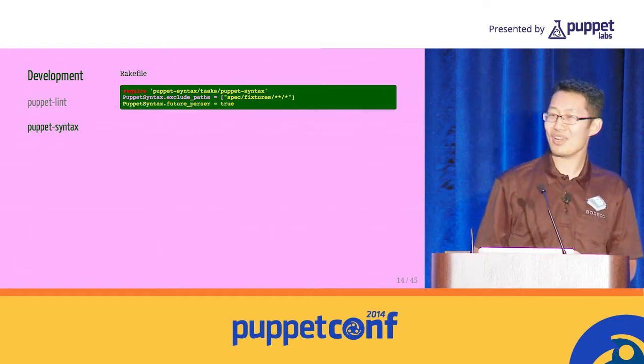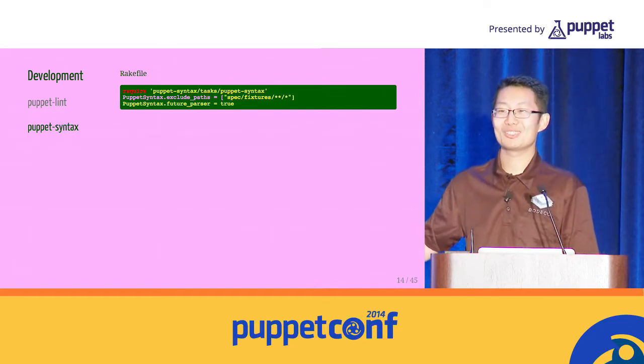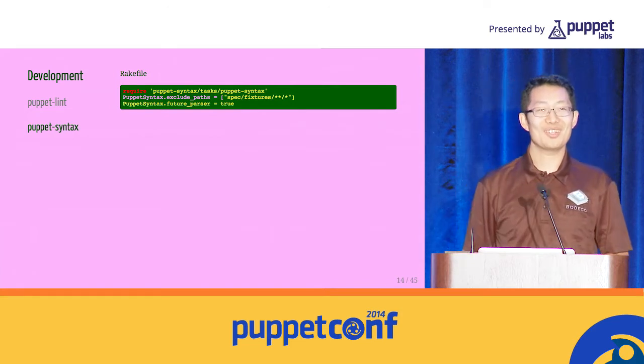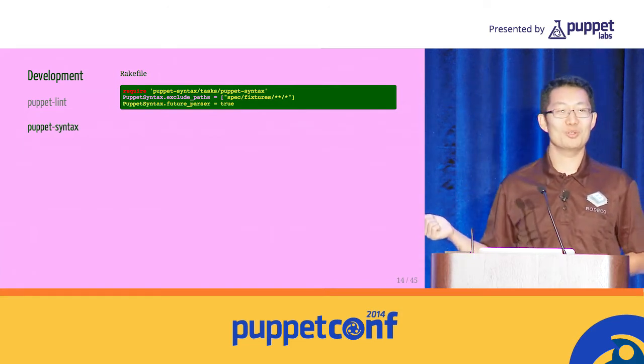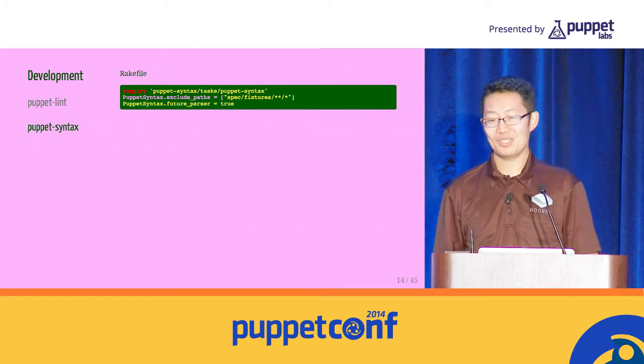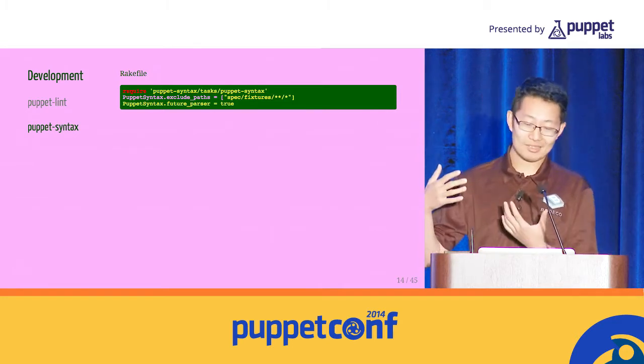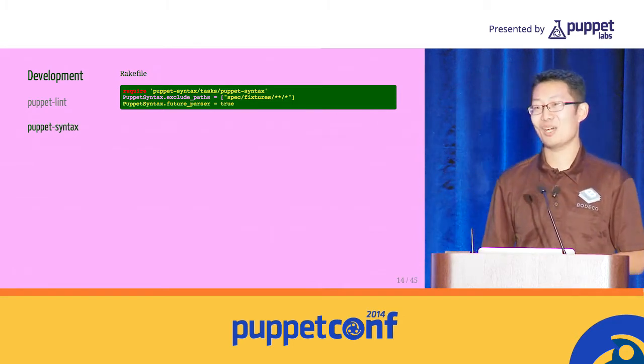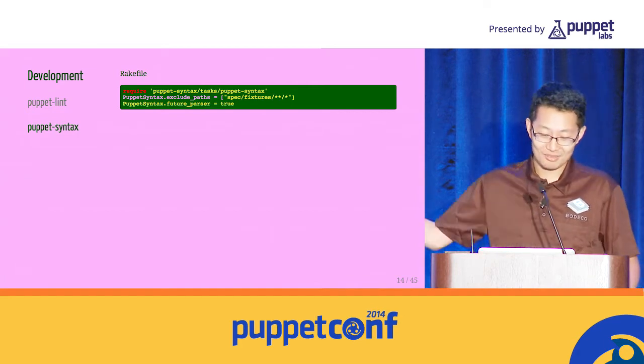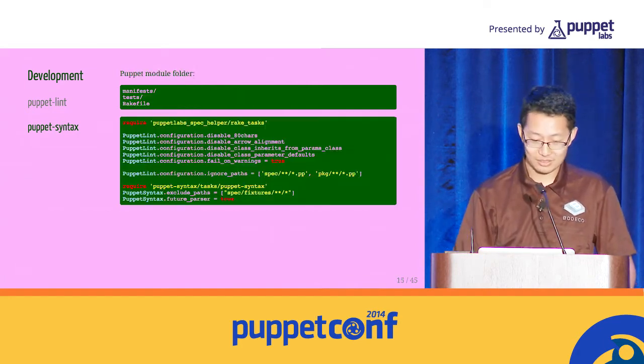I'm actually kind of curious. How many people are using future parser? OK, just a handful. So you guys need to turn on future parser equals true. Otherwise, the default parsing is just simply going to run through it, and it's not going to actually process it with the future parser on. So this is basically turn that on and process it.